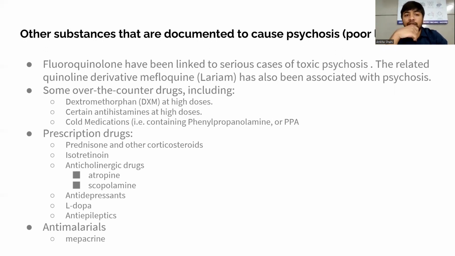When you consider over-the-counter drugs, dextromethorphan at high doses, so people ingesting or abusing cough syrup, certain antihistamines at high dose, maybe they push the patient into delirium. We are not sure because we do not have clear-cut data. Cold medications, which contain phenylpropanolamine or PPA. Prescription drugs, including prednisone and corticosteroids, isotretinoin, anticholinergic drugs, atropine, scopolamine. Again, anticholinergic drugs predispose to delirium. So, are the psychotic episodes described in such case reports or in the weak data actually psychotic episodes or just episodes of delirium? That is also true of antidepressants, L-dopa, anti-epileptics, anything can cause it.